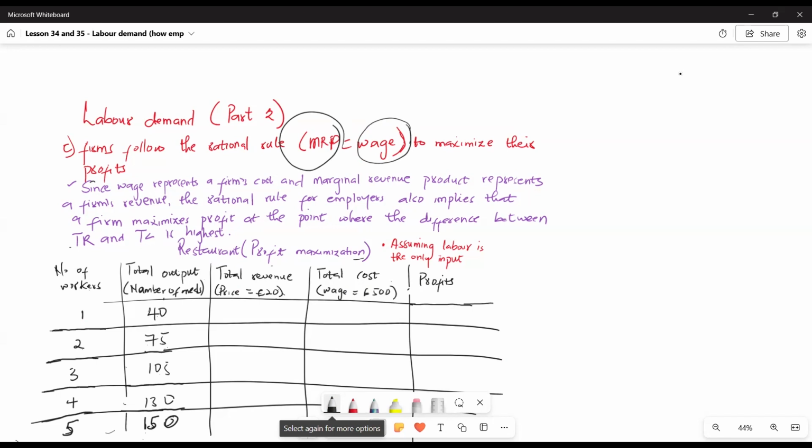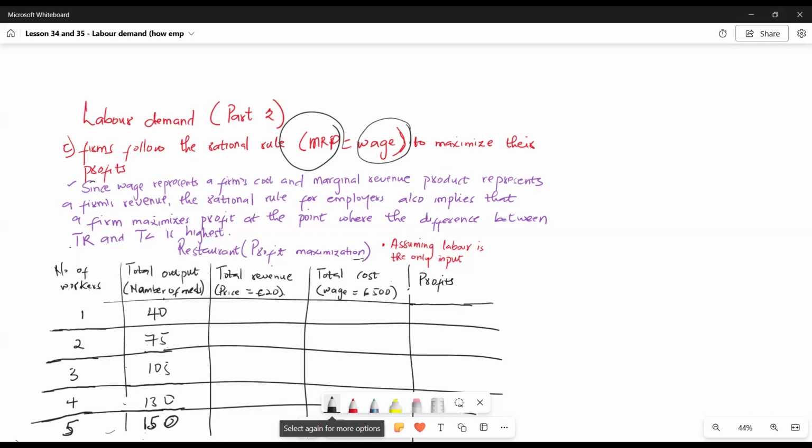Today, we are going to look at that rational rule in detail and relate it to profit maximization. So, to maximize profit, firms will have to continue hiring until the wages that they pay an additional worker is equal to the marginal revenue product that additional worker brings to the market. So since wages represent the cost of production and the marginal revenue product represents the revenue, we can say in profit maximization, a firm maximizes profit up to the point where the difference between the total revenue and the total cost is at the highest.